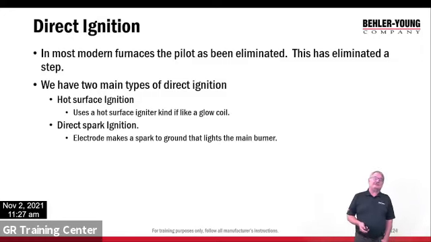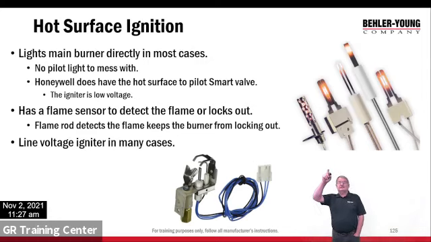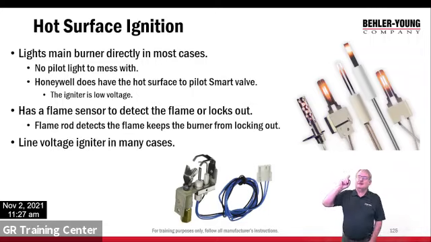So we have two main types of direct ignition. Hot surface uses a hot surface igniter that glows, or we use a spark, like a spark plug, but both directly light the burner. So this is hot surface. These are different. They're fairly fragile, so you want to be careful handling them. Most of them are 110 volts. Some of them are 24. There was the oddity over here, which was the Honeywell smart valve, which was 24 volt. We're not going to get into that too much. They all pretty much work the same.